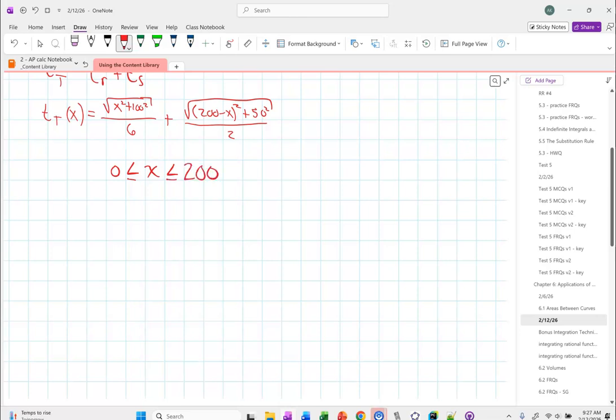Since I have a closed interval, when I'm checking my maxes and mins, what else am I going to have to remember to check? Endpoints. Okay? So far, so good? I've written my function. It's in terms of a single variable. I've identified the domain. Now it's time to find my critical points. To do that, I'm going to take the derivative of t with respect to x.